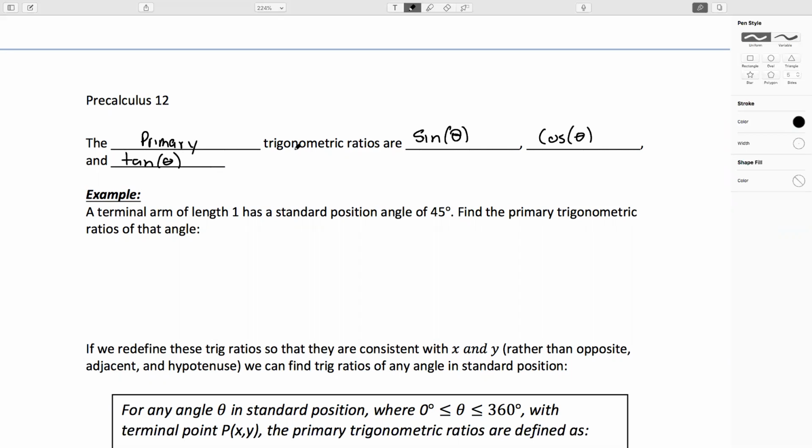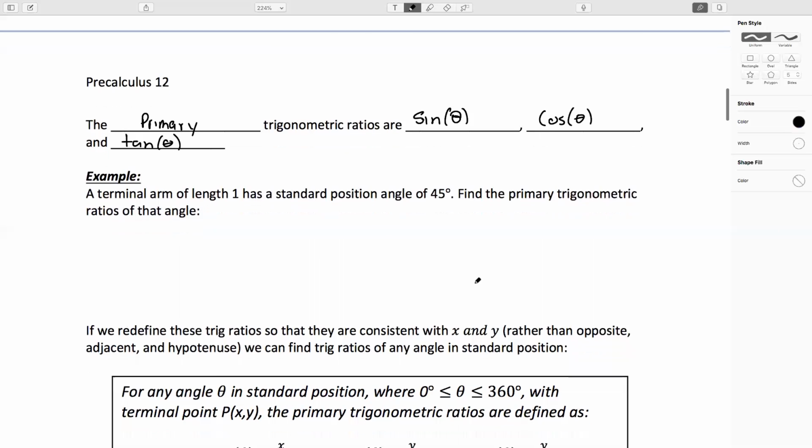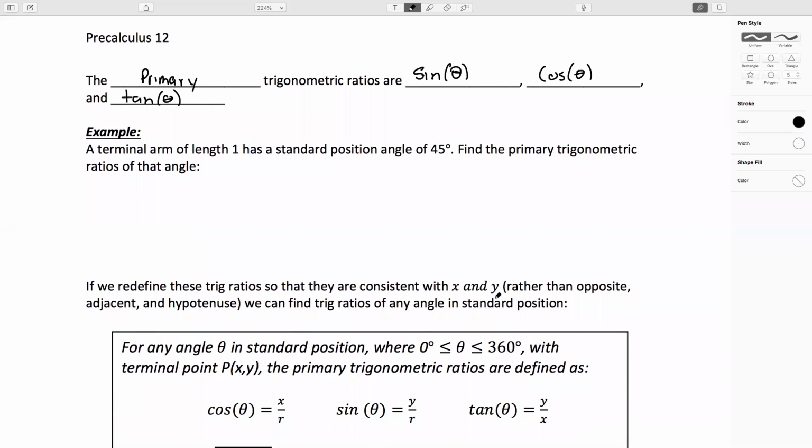So a terminal arm of length 1 has a standard position angle of 45 degrees. Find the primary trig ratios of that angle. So you can do this a couple of ways. I want to show you the way to do it exactly, but you can use a graphing calculator to kind of cheat. First thing we're going to do is graph our angle. So we've got an arm of length 1 that makes a 45-degree angle. It's going to look something like this. It's got length 1, and this is a 45-degree angle.